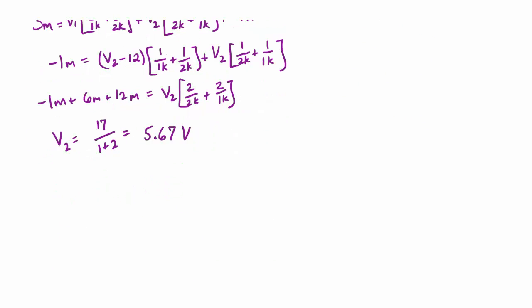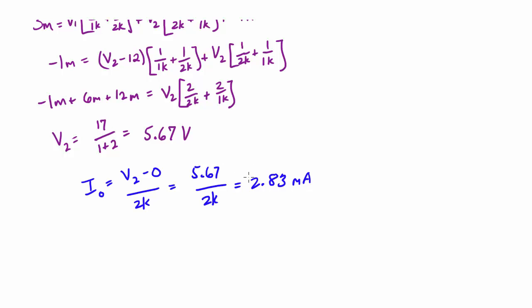So I/O is going to be just, oops, a little bit messy, V2 minus 0 over 2K, or 5.67 volts over 2 kilo ohms, which is just 2.83 milliamps. And this right here would be your final answer.